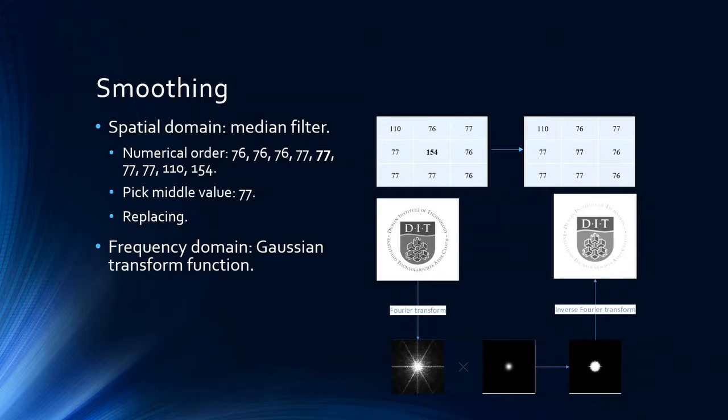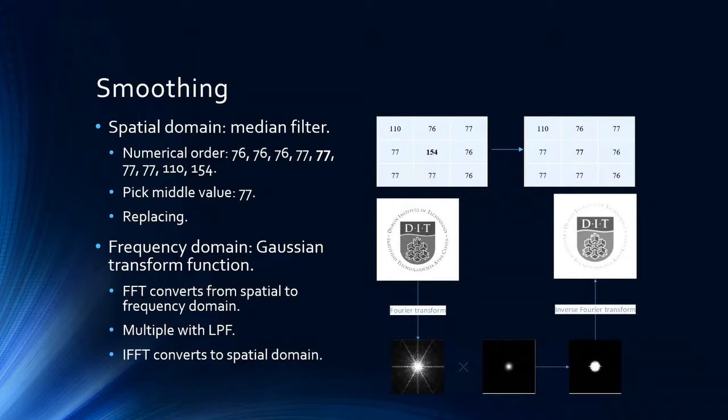In the frequency domain, a Gaussian transform function will be used as a low-pass filter. First of all, the image will be converted by using a Fourier transform. After that, it will be multiplied with the Gaussian smoothing function, and then inverted to the spatial domain by the IFFT function.